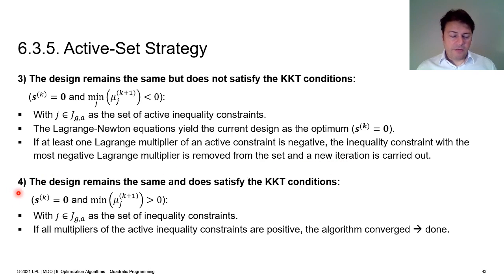Case number 4. The search direction is 0, but this time your Lagrange multipliers are all positive. Well, in this case, you know that the necessary conditions for optimality are satisfied, and you're done.